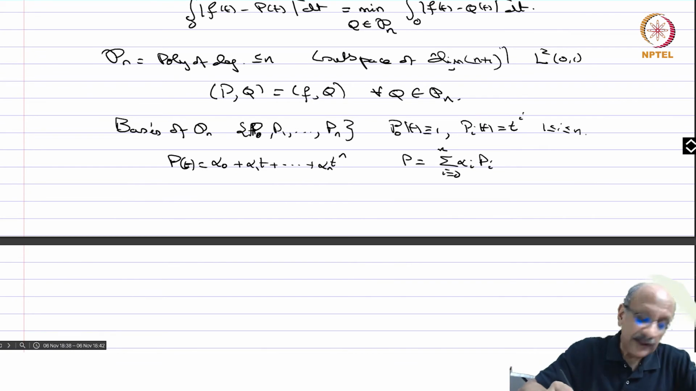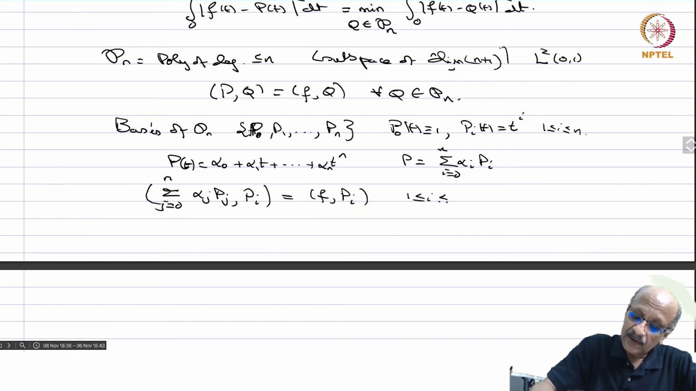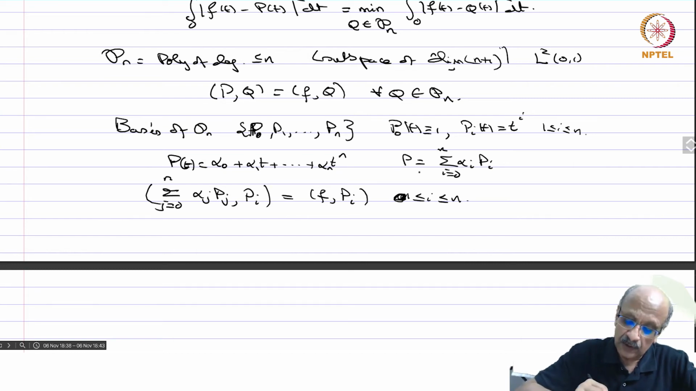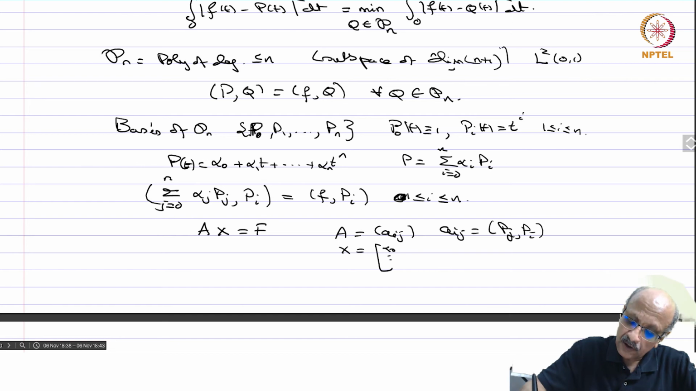So then if you substitute that in this equation, you will get the following linear system. We are going to write the sum over j equals 0 to n of alpha j (pj, pi) equal to (f, pi), for 0 less than or equal to i less than or equal to n. So this gives you n plus 1 linear equations in n plus 1 unknowns, alpha 0, alpha 1, ..., alpha n. So once you find the alphas, you know p, and therefore you have found the least squares approximation. Now what is this thing? This can be written as Ax equals F, where A is the matrix Aij, Aij is nothing but the inner product (pj, pi), and x is the vector alpha 0 to alpha n, and F is the vector of integrals of f p0 to f pn.